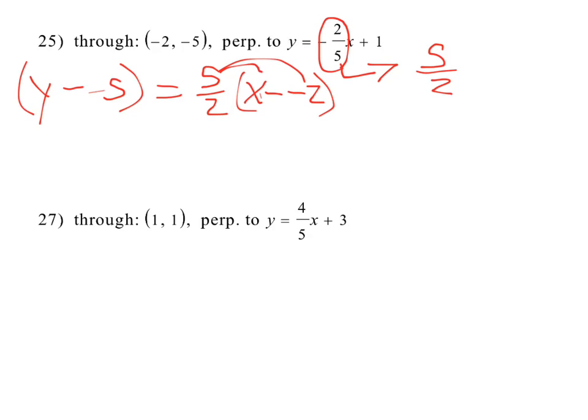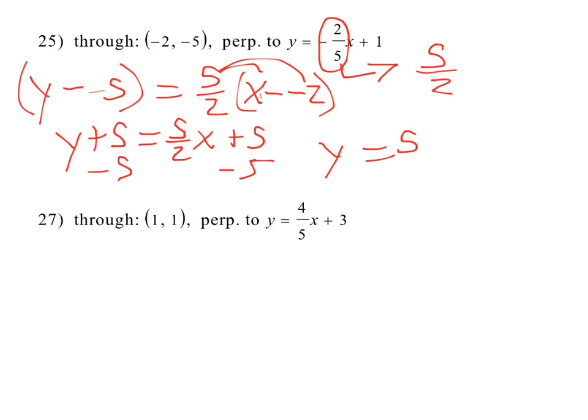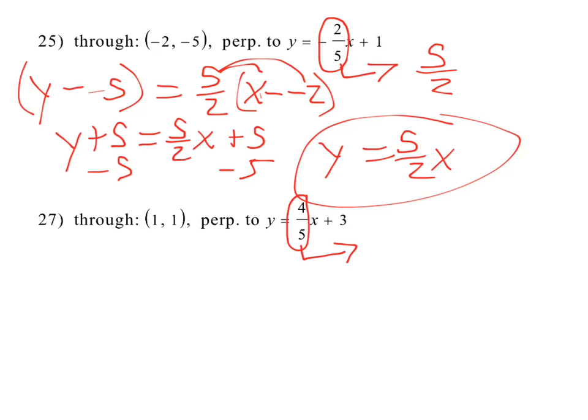Time to distribute things. Left side, we got y plus 5. 5/2 times x is 5/2 x. 5/2 times 2 is just 10/2 or just 5. So we got plus 5 going on here. And you subtract 5 from both sides. And now we got y equals 5/2 x. And that's it.